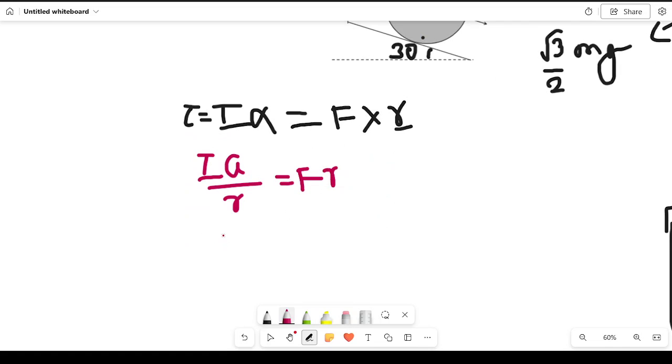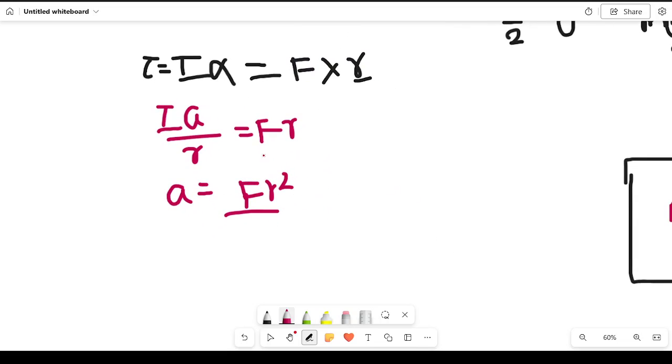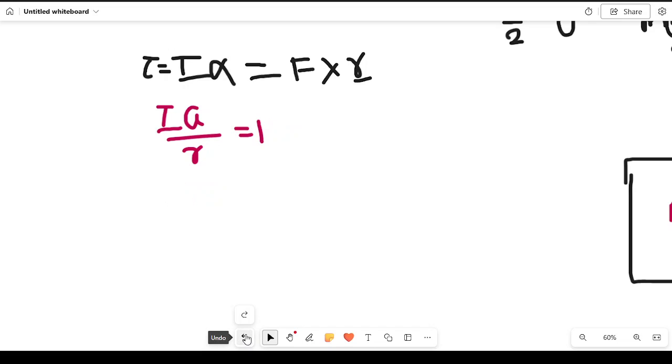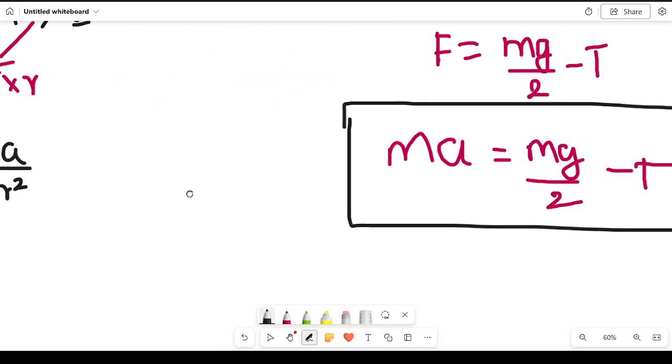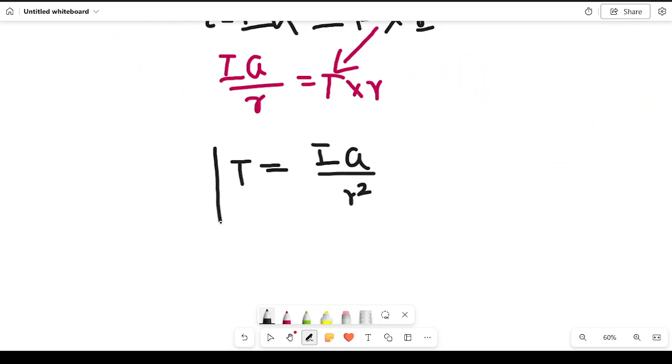Therefore, I can say A is equal to FR square by I. Sorry, I made a mistake. Okay, we don't want this actually. Now this force F is equal to tension, right? So it's actually the tension force. So T times R, this F is equal to T. Now if I calculate this, I will get tension is equal to I times acceleration by R square. They gave the value of I also, so we can just substitute in that. Let us consider this to be equation 2.